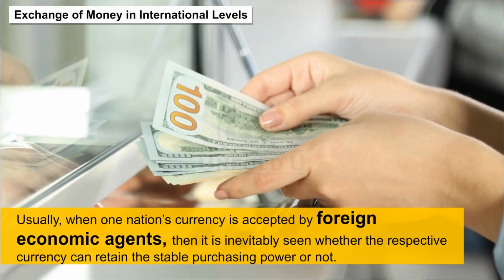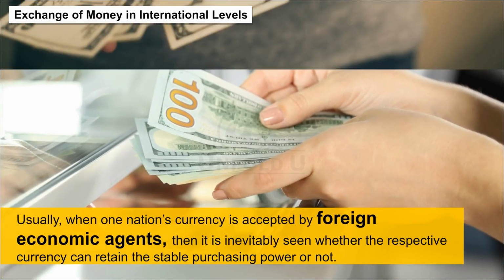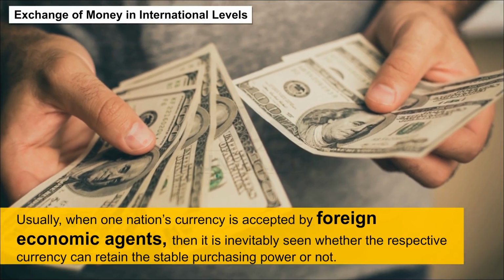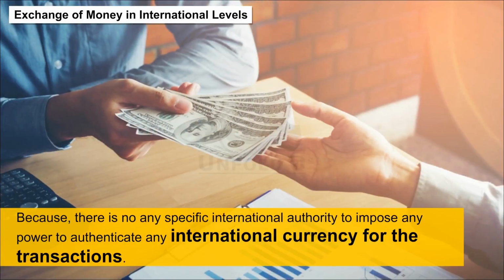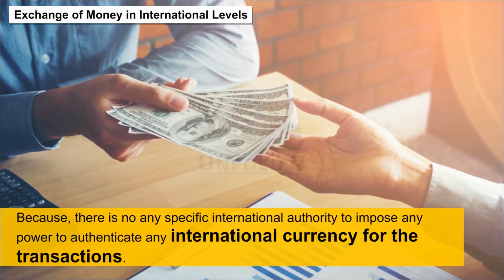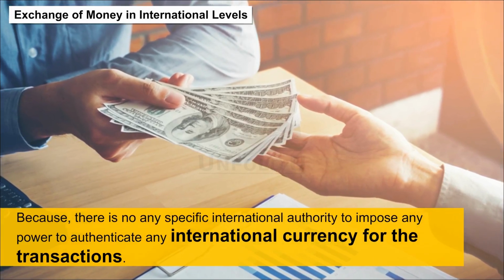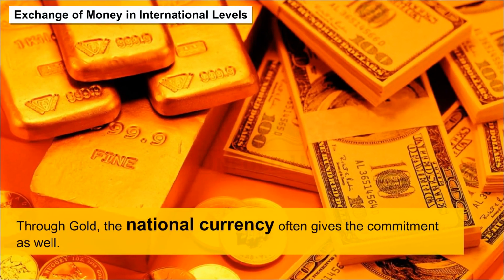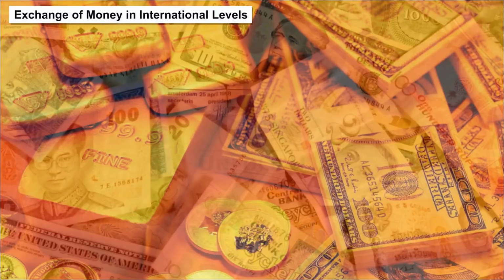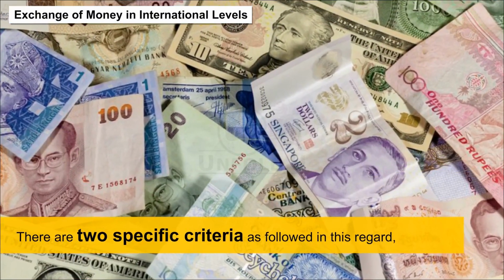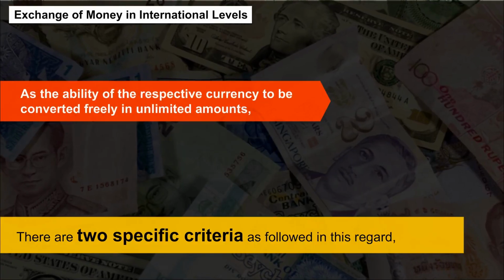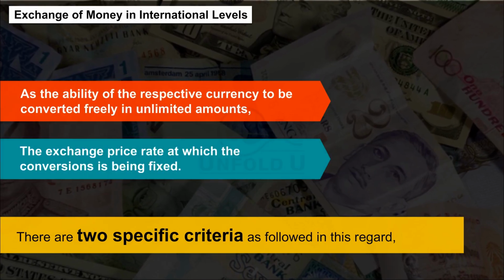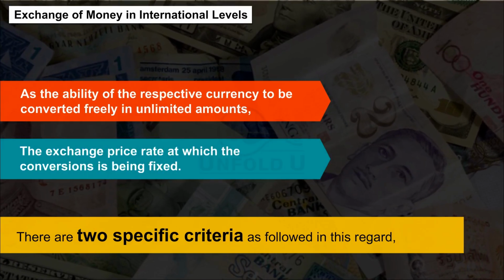Usually, when one nation's currency is accepted by foreign economic agents, it is inevitably seen whether the respective currency can retain stable purchasing power or not. Because there is no specific international authority to authenticate any international currency for transactions, through gold, the national currency often gives the commitment as well. There are two specific criteria followed in this regard: the ability of the respective currency to be converted freely in unlimited amounts, and the exchange rate at which the conversion is fixed.